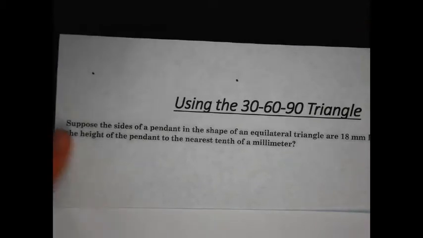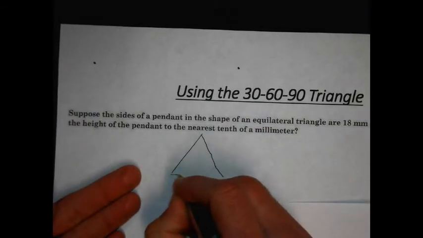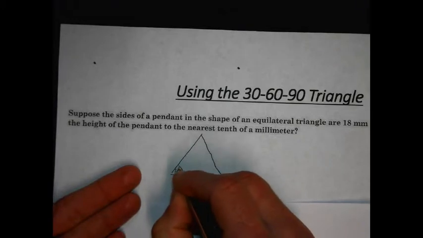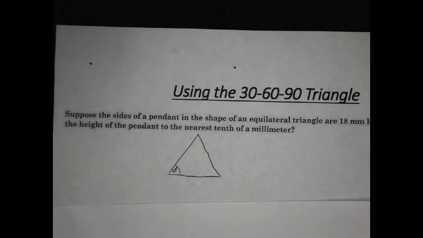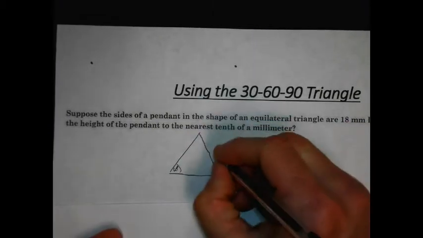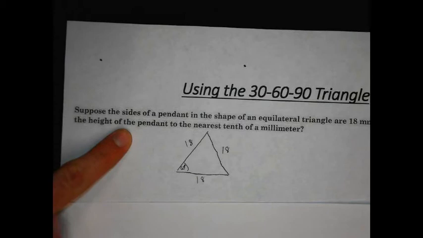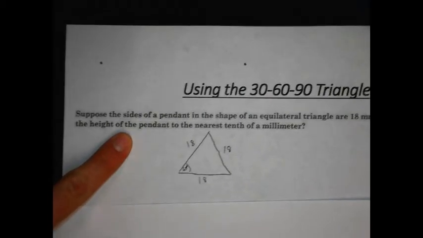Suppose the sides of a pendant in the shape of an equilateral triangle. Here we go again. Equilateral triangle. What does that mean? 60-degree angles. So the sides are 18 millimeters long. So 18 here, 18 here, 18 here. What is the height of the pendant? Now the question is, what is the height of the pendant?